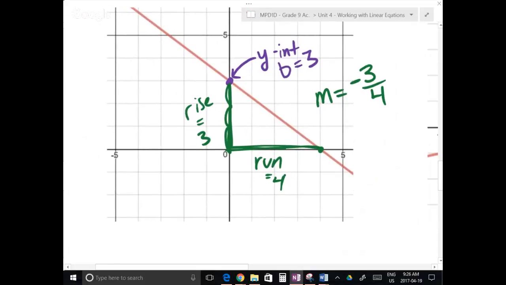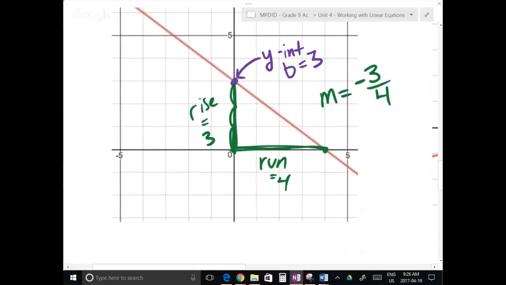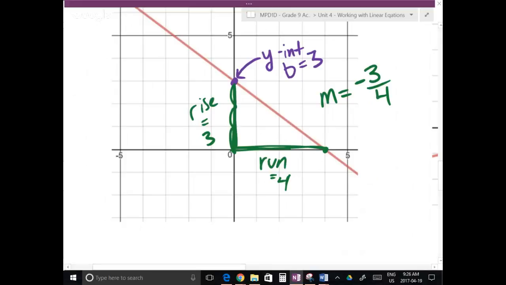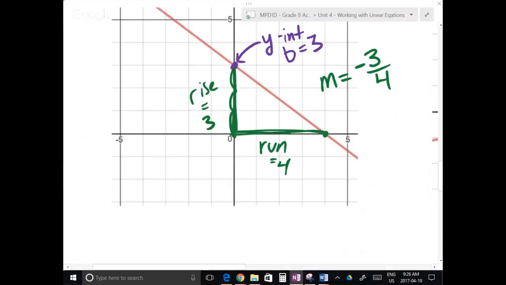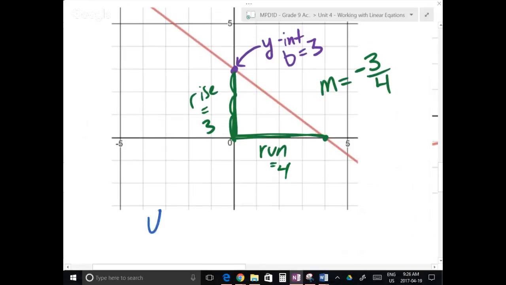So there we go. We know the y-intercept. We just look at the graph. We find the slope by looking at rise over run. Once I know that, what is the equation of this line? Y equals what? Yeah, you gentlemen back here. What do we got? Y equals mx plus b. So in this case, it's y equals negative 3 over 4 times x plus 3.